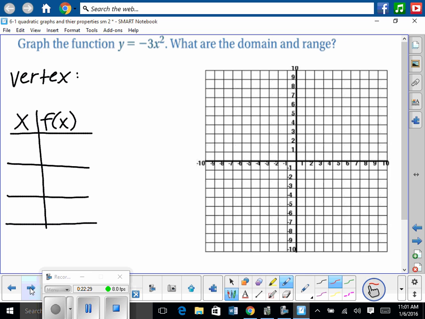Okay, we're going to do this one. Here we go. y equals -3x². What's the domain and range? So the first thing we graph is the vertex. Does this have the form y equals ax²? Yep, so our vertex is at (0, 0).